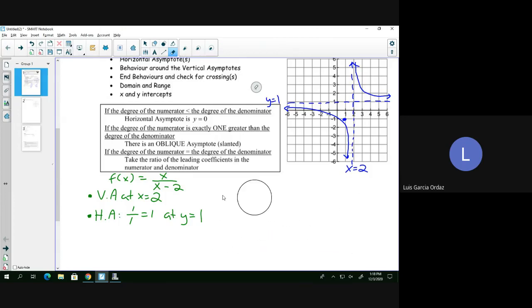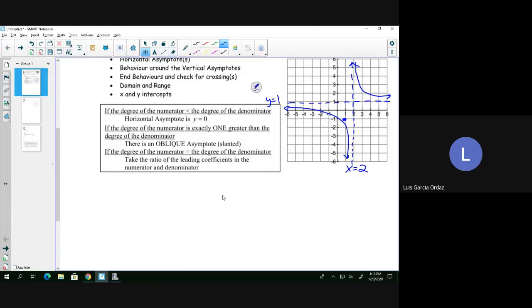So we already figured out our vertical and horizontal asymptotes. So we're done with that part. Let's just do the easy things first. Do we have any x-intercepts in this graph? Okay. And the x-intercept is when y is equal to 0. Okay.